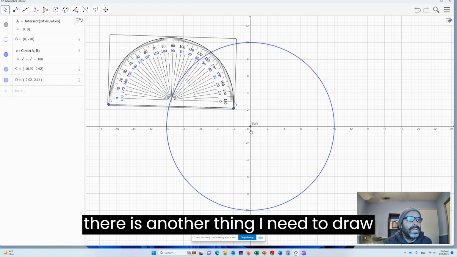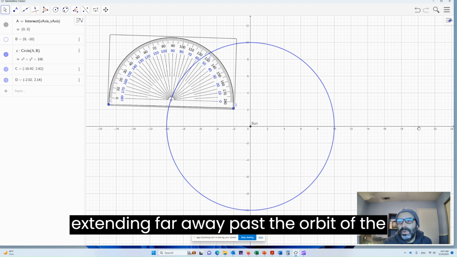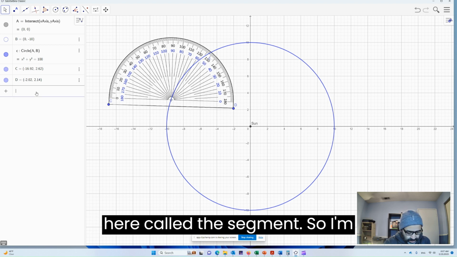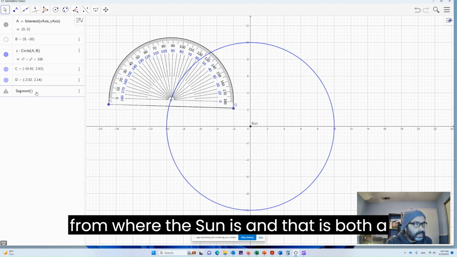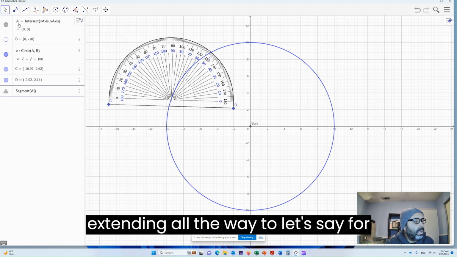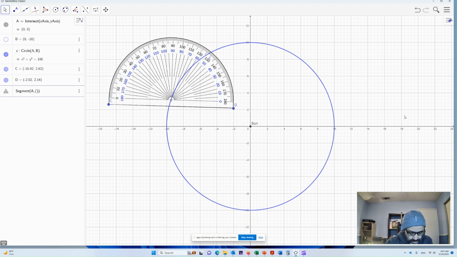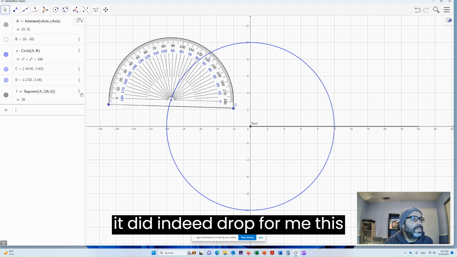Before I do that, there is another thing I need to draw, and that is the vernal equinox from the Sun extending far away past the orbit of the Earth. I'm going to drag it to about 20 points. For that, there is a tool in here called the segment. So I'm going to draw a segment starting from where the sun is, and that is point A, by the way, starting from A and extending all the way to, for example, a point of coordinates 20, 0. So that is on the x-axis. And let's see here if it does it. And it did indeed draw for me this equinox.